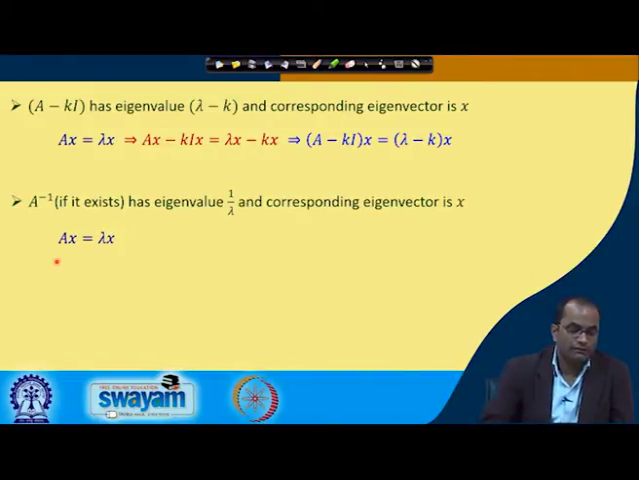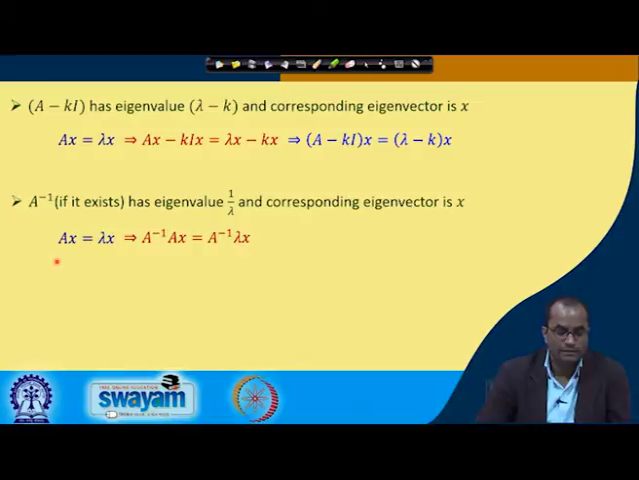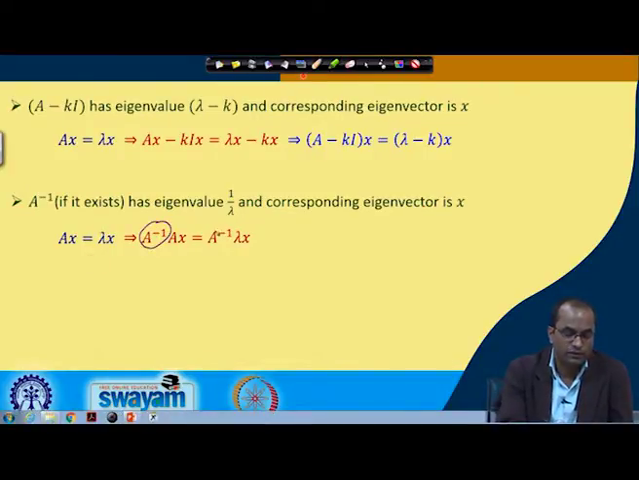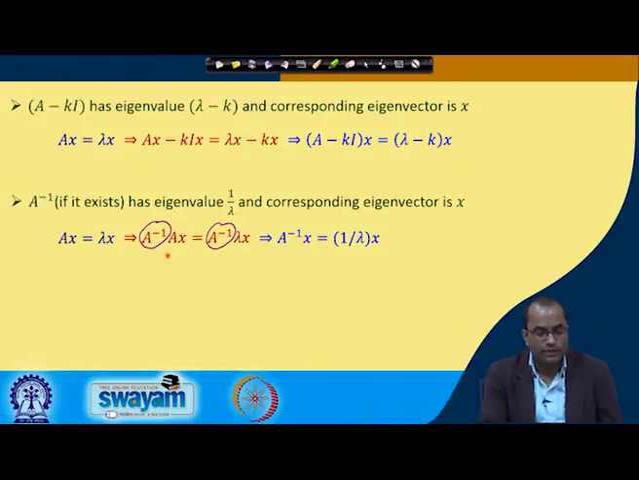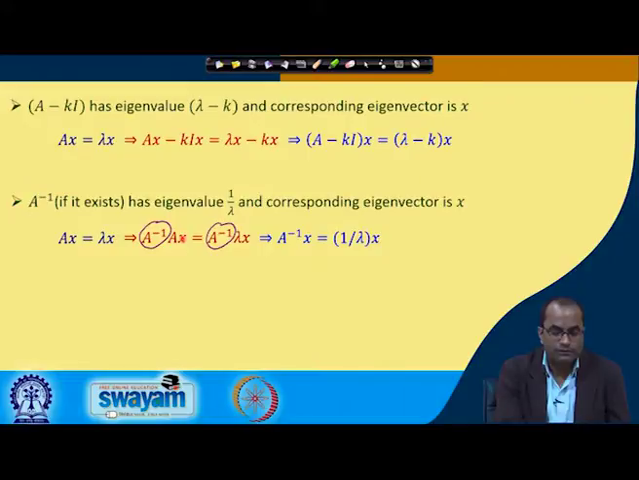To see this result, we have A x is equal to lambda x, and if we multiply by A inverse on both sides, we have A inverse into A x, and on the right hand side also we have A inverse into lambda x. So, we have multiplied both the sides by A inverse, and then what we have is A inverse A x.